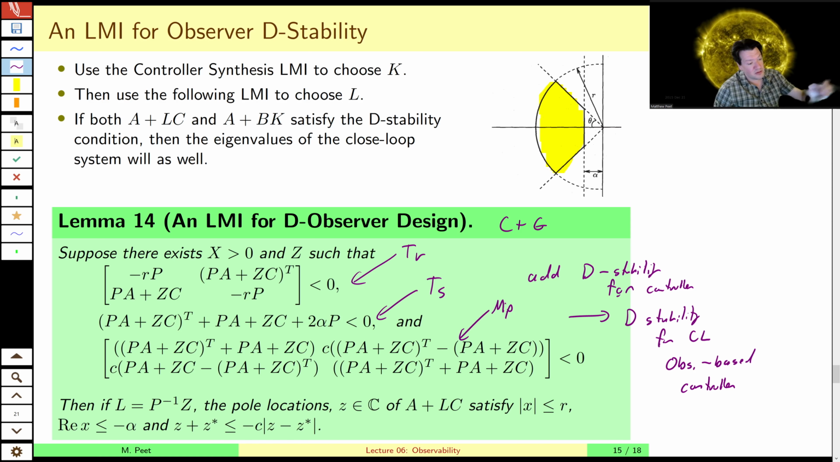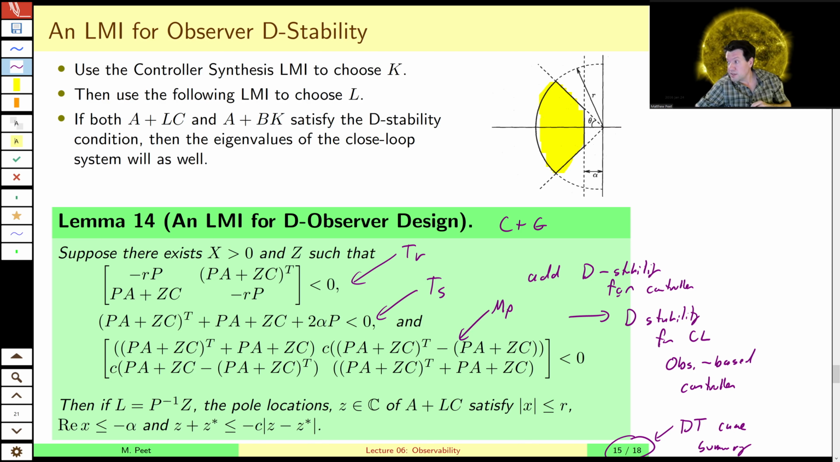Okay, so now I'm going to break again, and this concludes our discussion of observability and controllability for continuous time. Very briefly in the last 3 slides, I'm going to cover the discrete time case, and I'll add a summary at the end. All right, at that point I'll stop and we can take a break, and we'll come back. It shouldn't last more than 5 or 10 minutes.